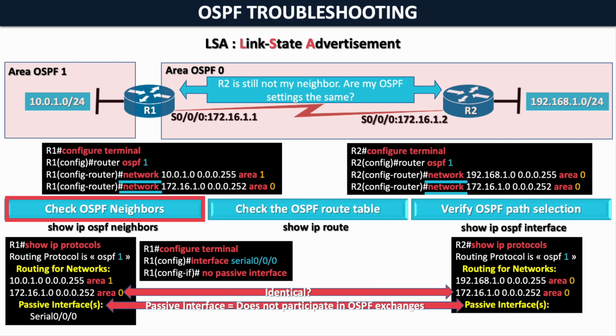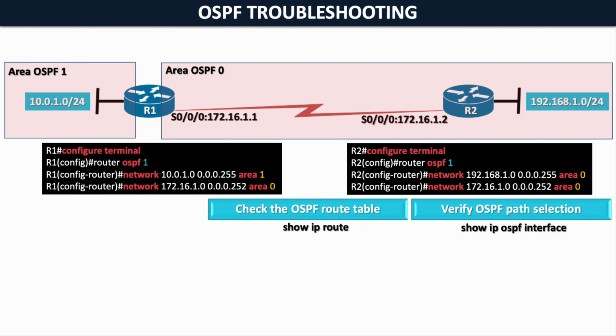The next troubleshooting step is to check routing tables. In the example, router 1 cannot reach the networks that router 2 advertises. Their neighbor relationship is fine, but a ping to the 192.168.1.0 network from router 1 does not work.